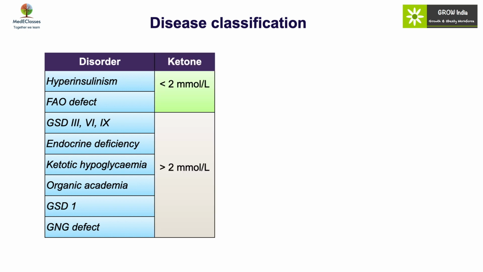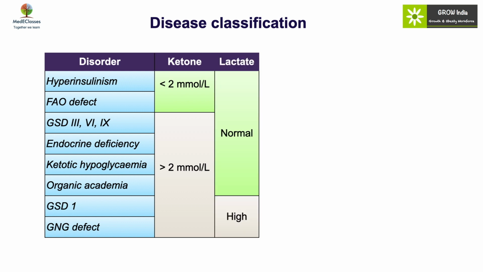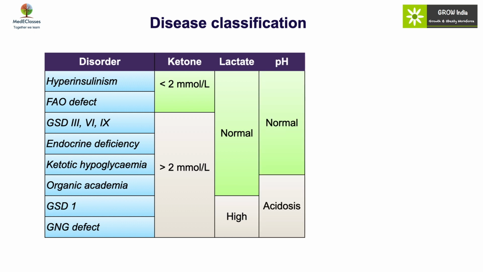The most important investigation in a child presenting to us with the complaints of hypoglycemia is ketones. If the ketones are low, we are dealing with hyperinsulinism, fatty acid oxidation defects, and rarely galactosemia, while if ketones are more than 2, a large number of conditions can be there. The second discriminatory investigation in somebody who already has ketosis is lactic acidosis. So if there is ketosis and lactic acidosis, the only two possibilities are GSD1 or a gluconeogenic defect. They will also have acidosis.